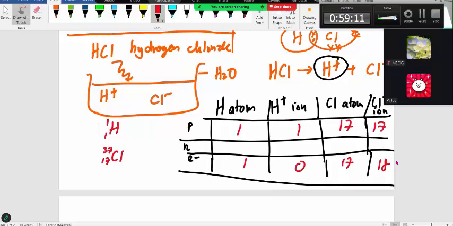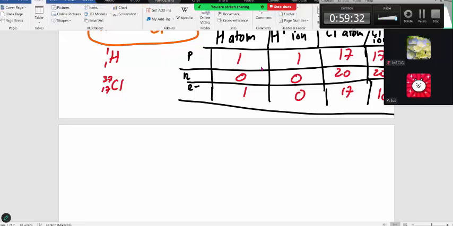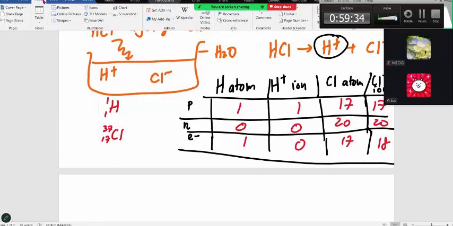Right. Did you get it correct? Neutron, neutron is what? Zero, zero. Okay, let's say you use 37. It's 20, 20. Okay, so actually, I only wanted you to do hydrogen. This one is just so that you practice. But the key thing here is now this one. This one I need you to look at.